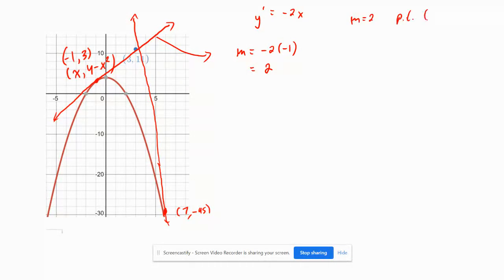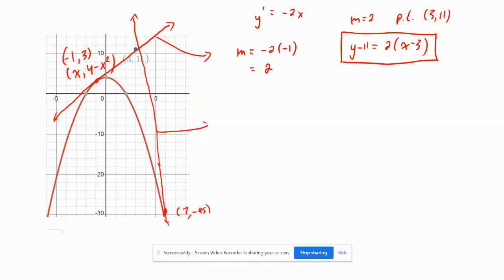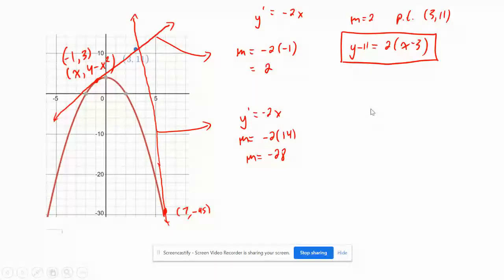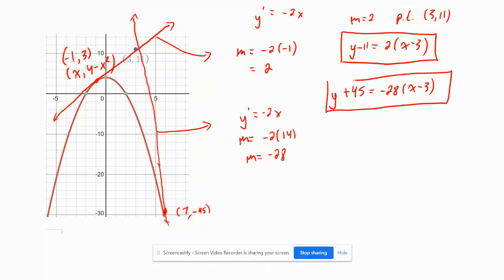It passes through 3 comma 11, so it's going to be y minus 11 equals 2 times (x minus 3). There's equation number 1. Now for this one, I'm going to call it line 2. The derivative is still y prime equals negative 2x, so m equals negative 2 times 7, which is negative 14 for this line here. So we have y minus negative 45, which is y plus 45, equals the slope times x minus 3. This is going to be the second equation over here.